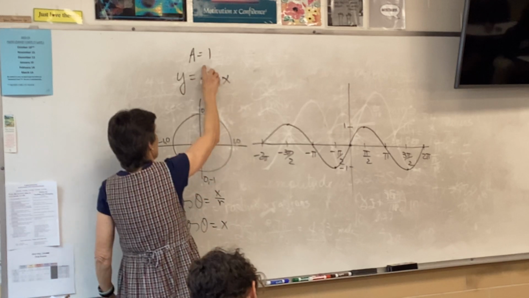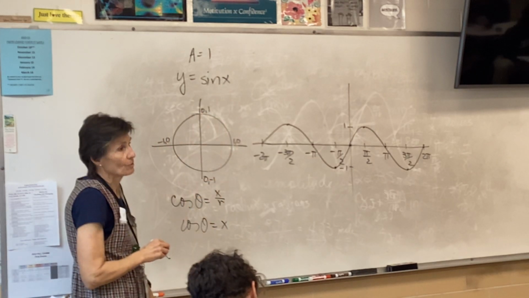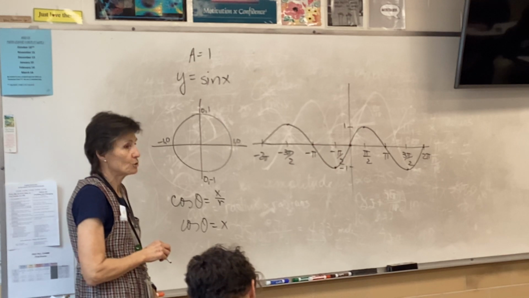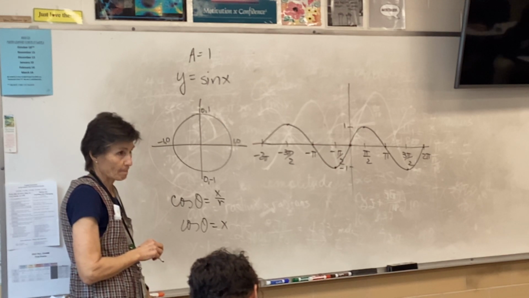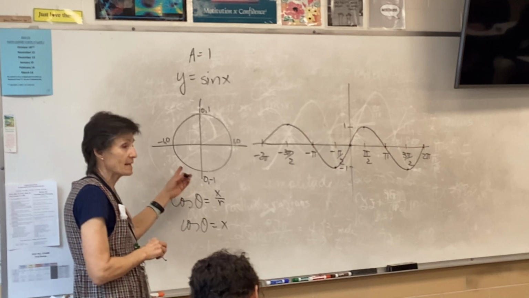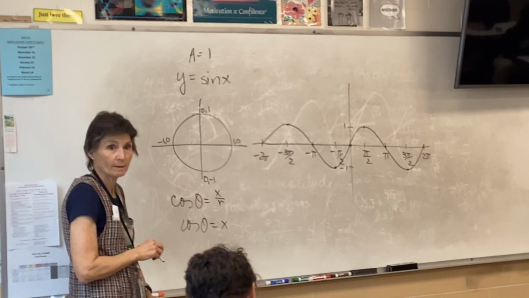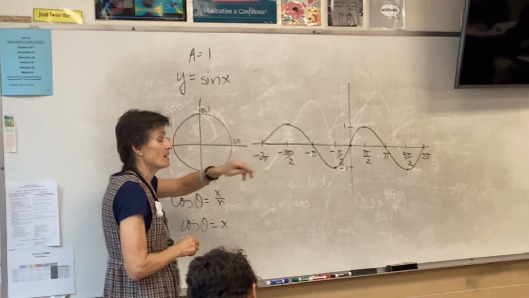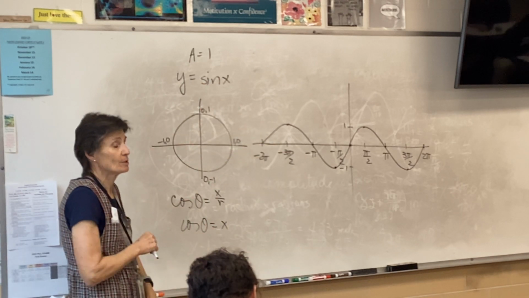The amplitude of the sine curve is also 1. Would you agree with that? Yeah, it's coming off the same circle, so its amplitude is 1. Now, I can put numbers in front of it to change that, but the standard amplitude is 1.